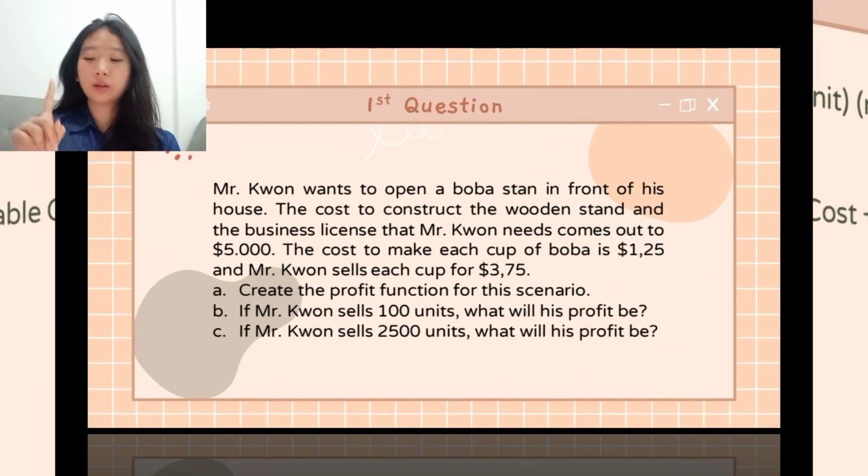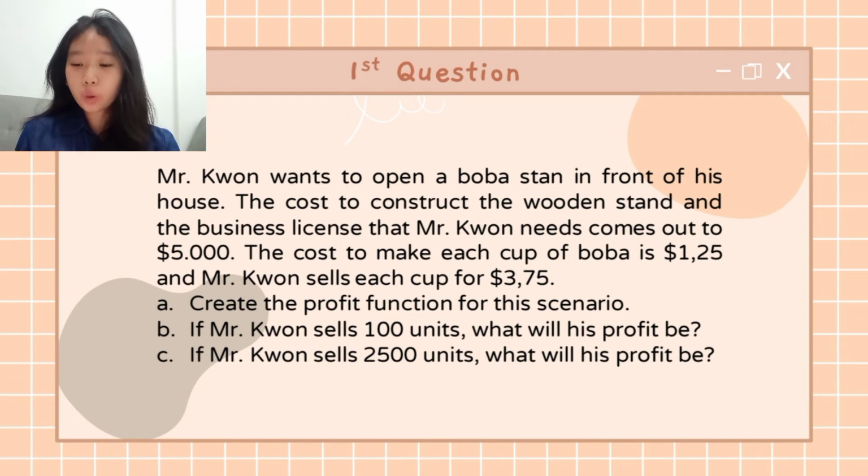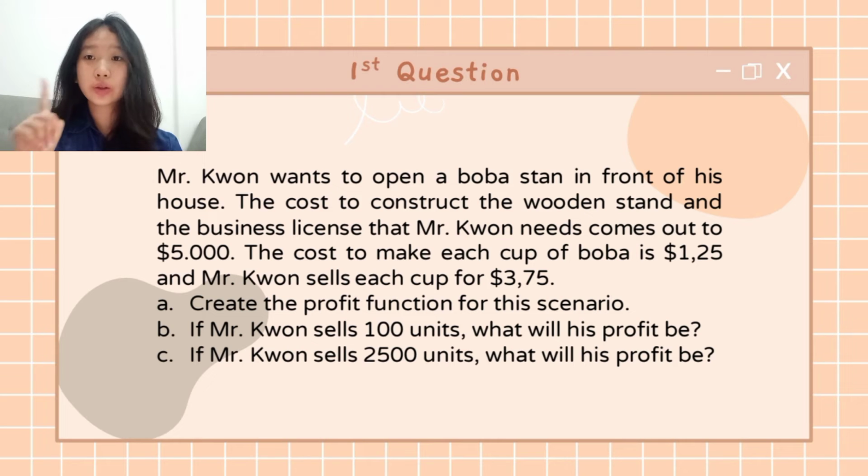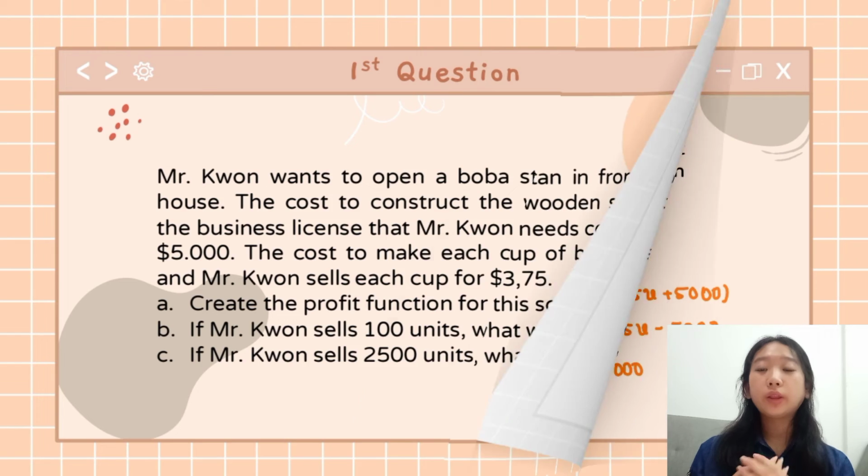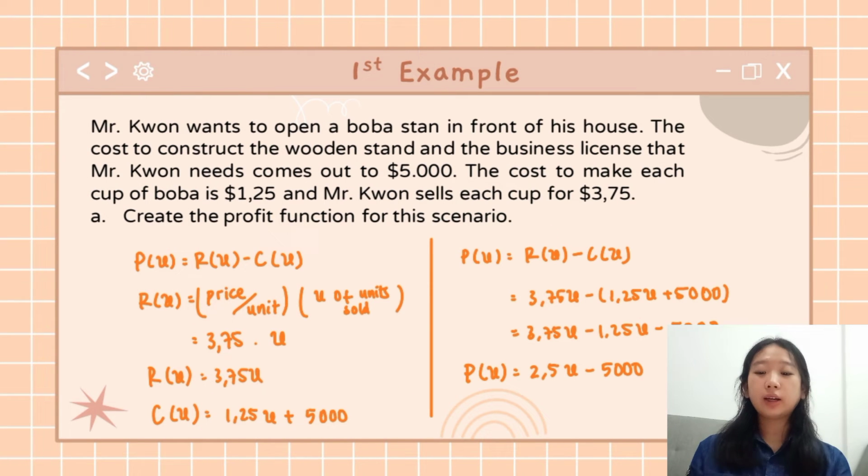For the first example, let me show you guys. Mr. Kwon wants to open a boba stand in front of his house. The cost to construct the wooden stand and the business license that Mr. Kwon needs comes out to $5,000, and the cost to make each cup of boba is $1.25, and Mr. Kwon sold each cup for $3.75. So the first question is to create the profit function for this scenario. With the basic formula from before, it's P(x) = R(x) - C(x).